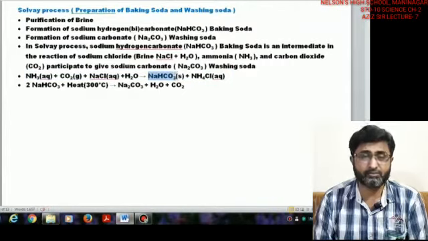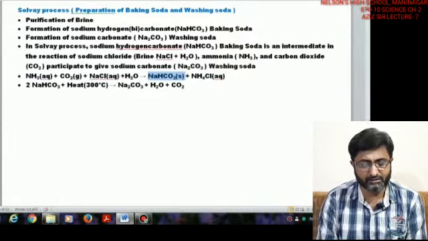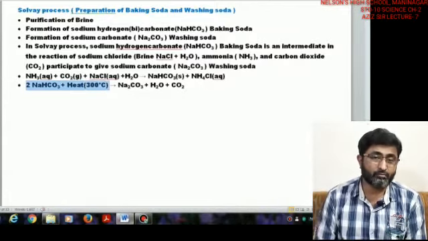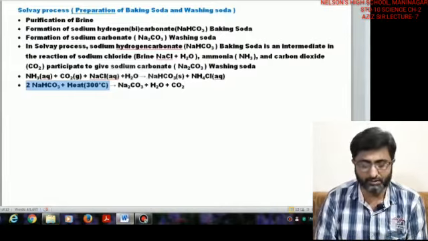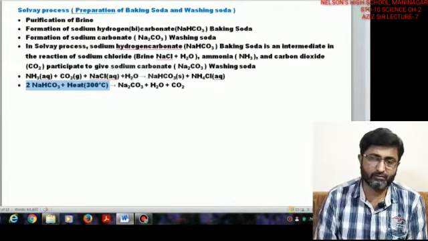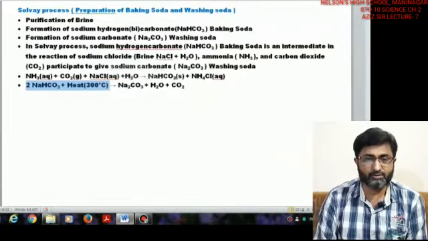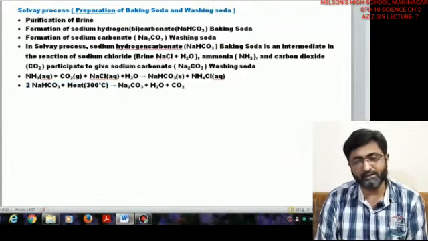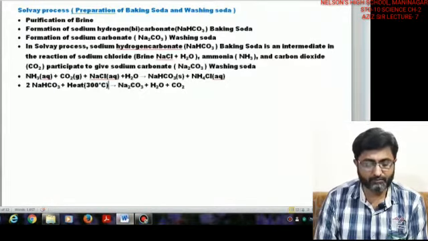So first the baking soda is formed. Then the baking soda is collected and heated at approximately 300 degrees Celsius. It decomposes and forms sodium carbonate, Na2CO3, water molecules and carbon dioxide. So this is how two major products are obtained: NaHCO3, which is nothing but baking soda, and Na2CO3, which is washing soda. Fine.